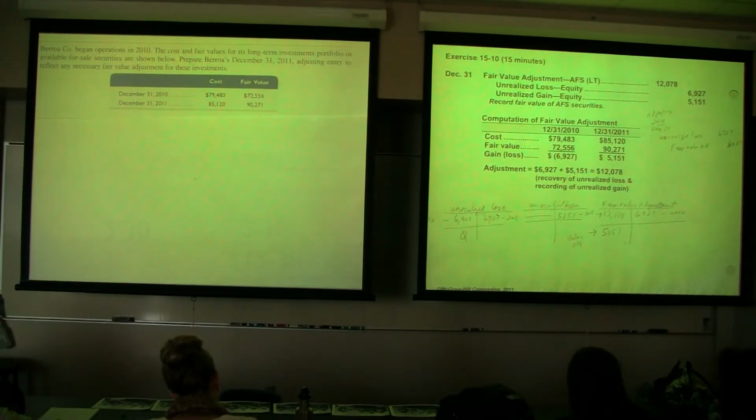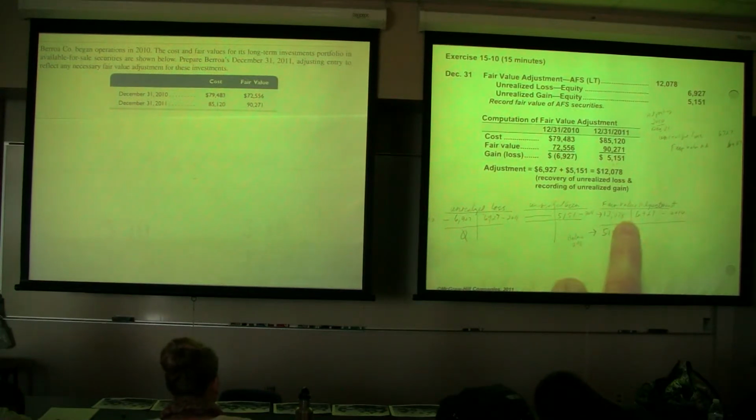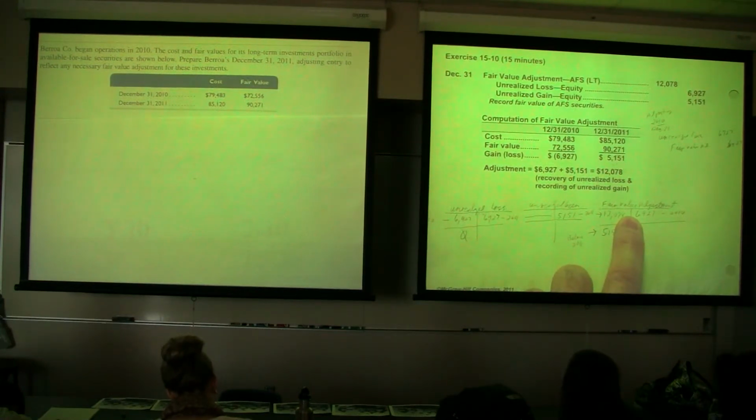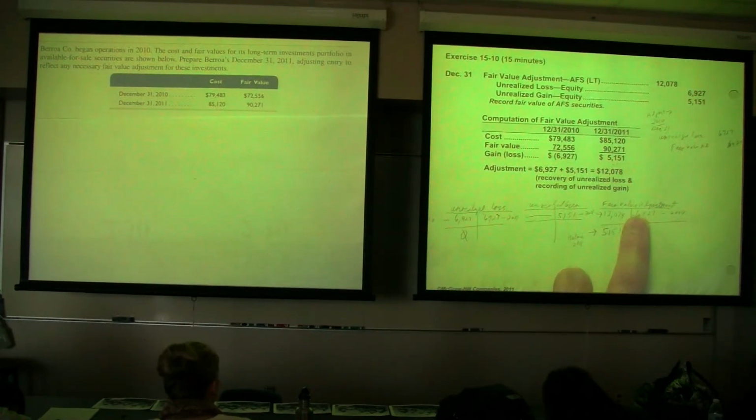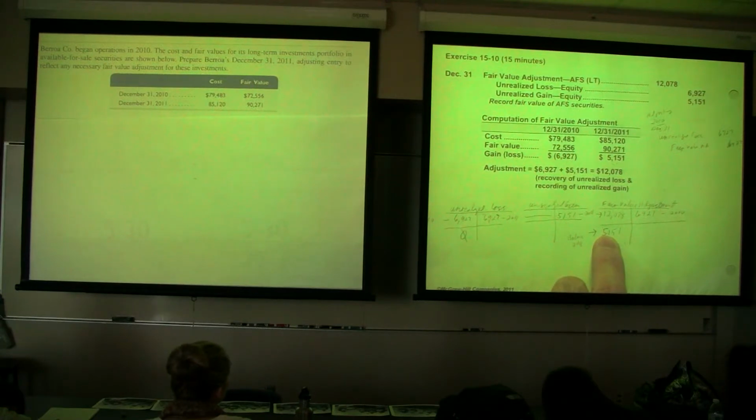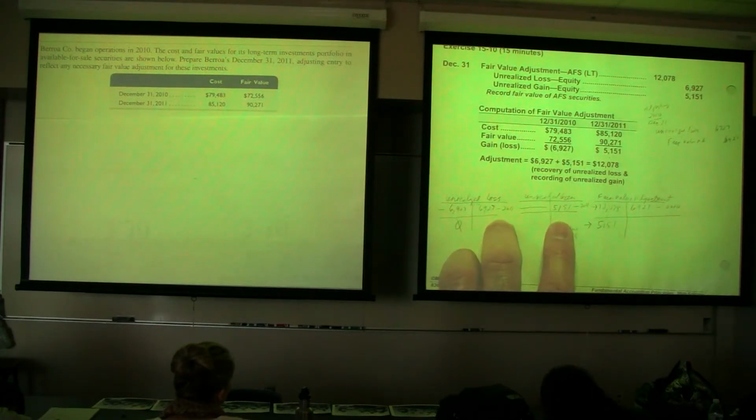Gene? So why exactly is the fair value adjustment total 12,070? See if this is helpful. Don't forget, this fair value adjustment is a permanent asset account, right? Now, it's a contra asset. And so you want to change its value from this to that. And to do it, it takes this debit. And then this debit equals these two credits.